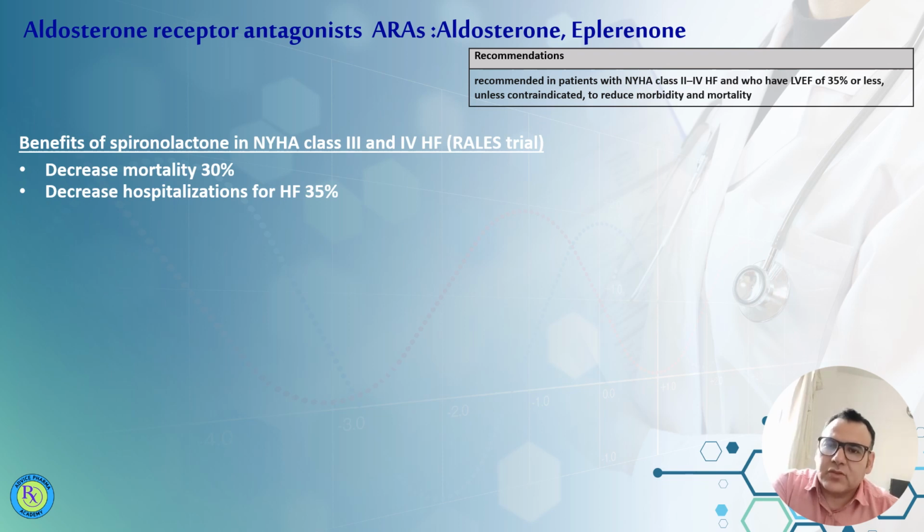Aldosterone receptor antagonists, or ARAs, like eplerenone and spironolactone. This is a very important medication to block the neurohormonal activation of the RAS system because they block aldosterone. So they are recommended in NYHA class 2 to 4 heart failure who have left ventricular ejection fraction 35% or less, unless contraindicated, also with proven morbidity and mortality benefit. They decrease mortality by 30% and decrease hospitalization by 35%.